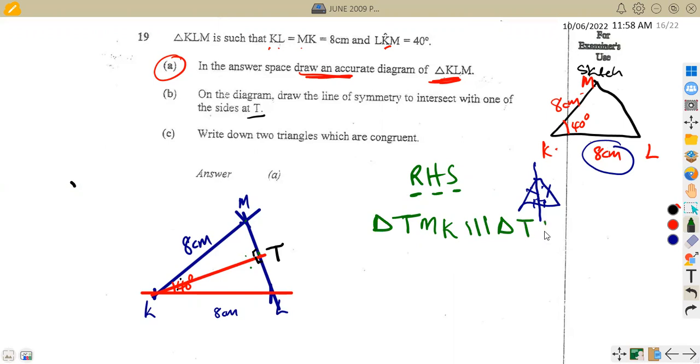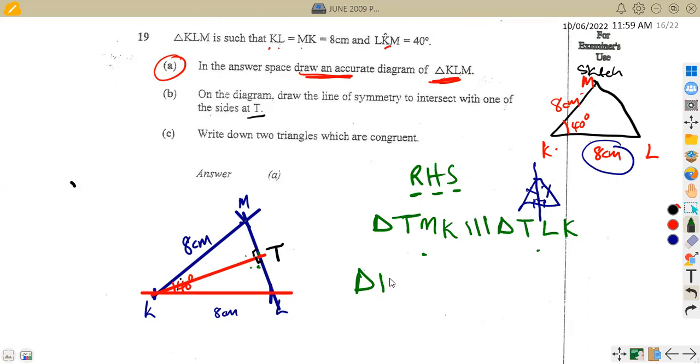So it will be TLK, from right angle to this side, or you can choose as long as it is in order. So that was right. Two triangles which are congruent. So this triangle and this triangle, they're congruent. I don't know if there is any other pair of triangles which are congruent, then mention that part. Or from here we can even take from K, we can have it like this: KM to T.